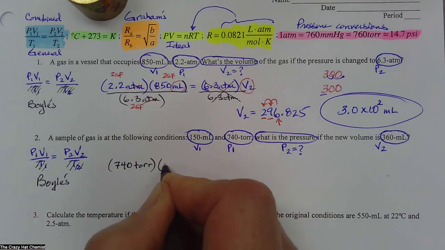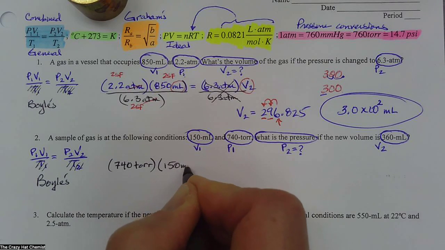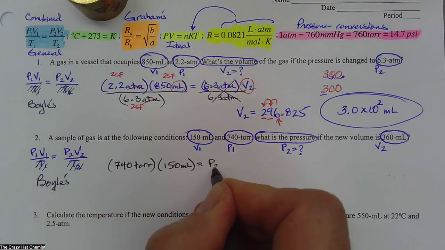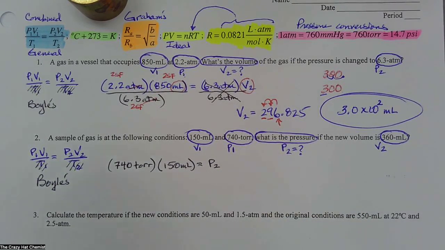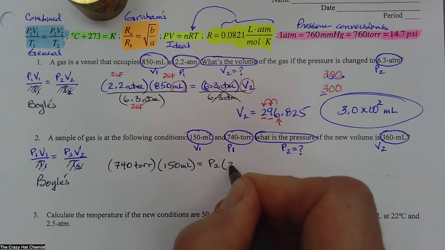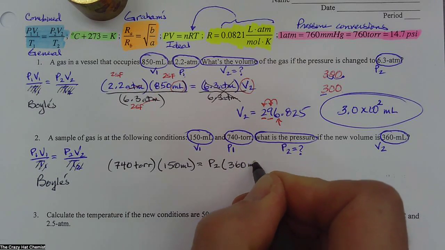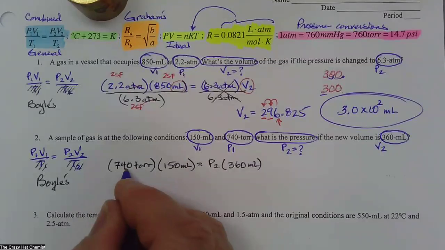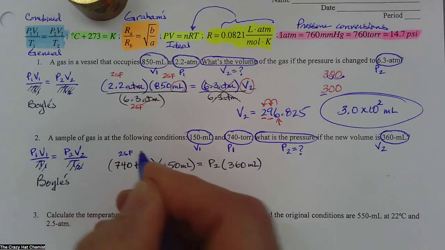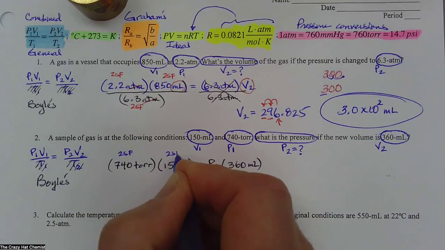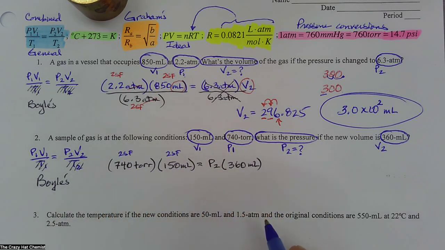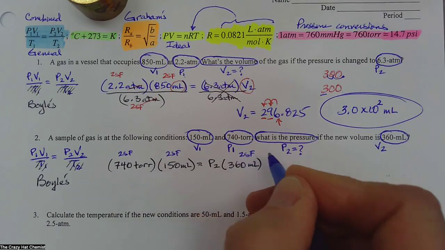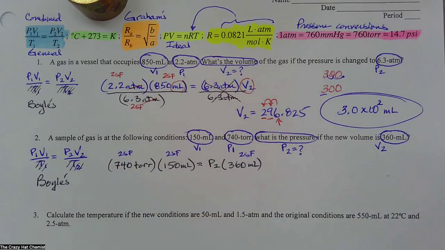V1 is equal to 150 milliliters. And P2 is what we're solving for. I'm just going to write that as P2. And V2 is equal to 360 milliliters, just like that. Fantastic. The number of significant figures that we have: this is 2 significant figures right there, and this is 2 significant figures. Remember, trailing zeros in both of these cases without the decimal don't count, and this is also 2 significant figures. Trailing zeros without the decimal don't count.